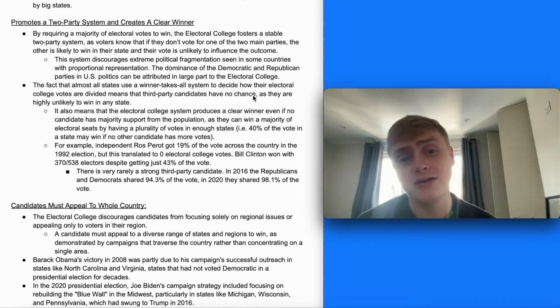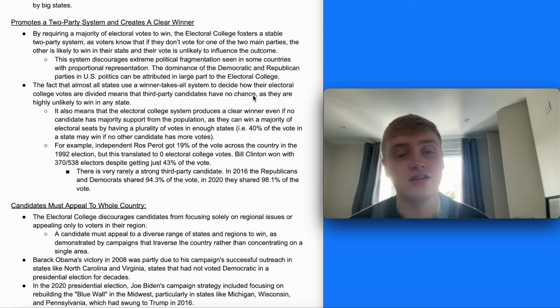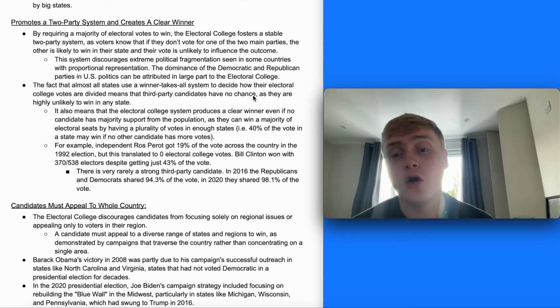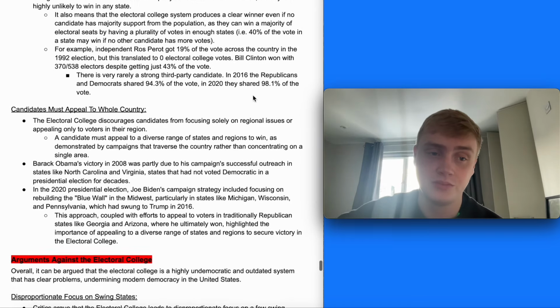For example, independent Ross Perot got 19% of the vote across the country in the 1992 election, but this translated to 0 Electoral College votes. Clinton won with 370 of the 538 electors, despite getting just 43% of the vote. There's very rarely a strong third-party candidate, so in 2016 the Republicans and Democrats shared 94.3% of the vote, while in 2020 they shared over 98% of the vote.